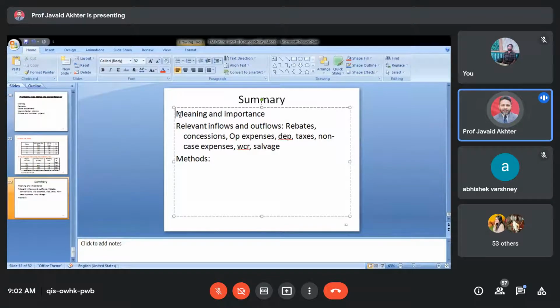Unit number 3 of various decisions that you have in financial management. Basically, there are 3 decisions. To which decision does this unit belong to? Which category, or which is the major head?